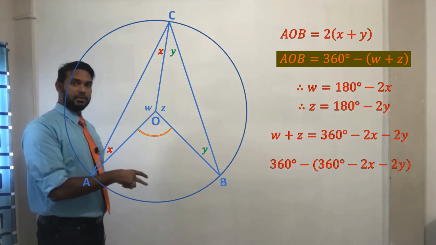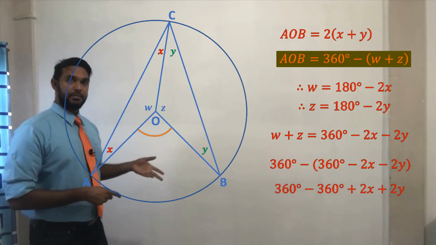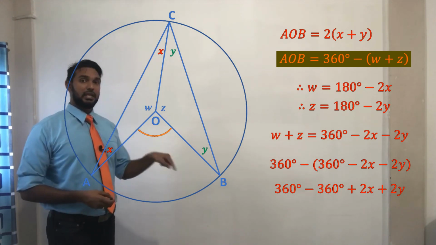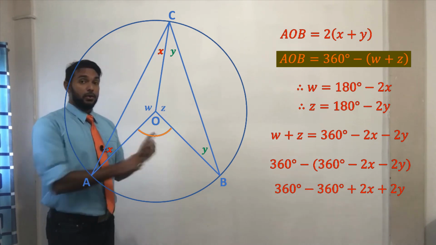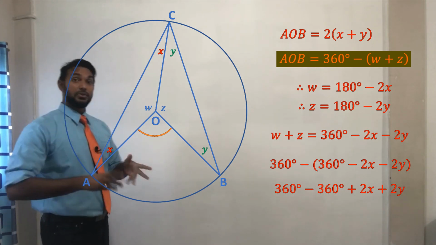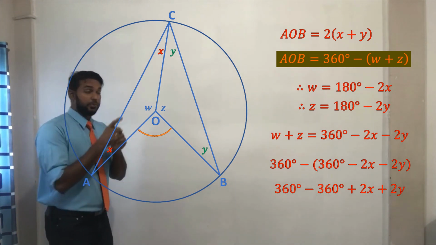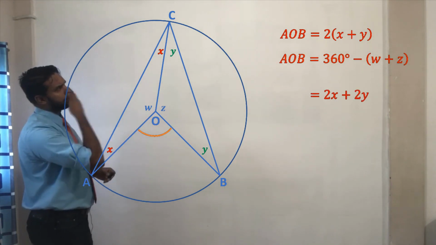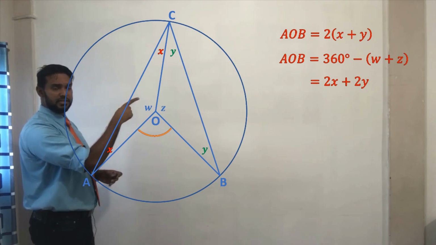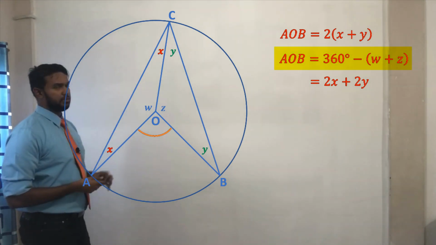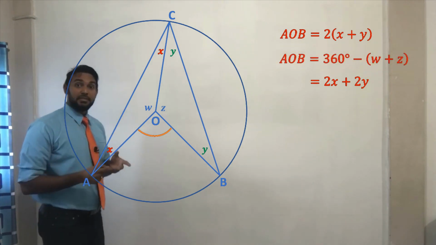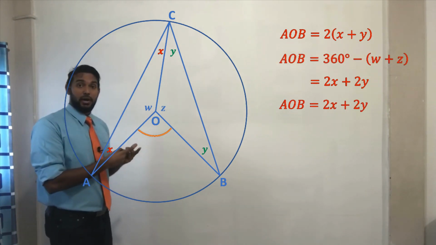Now, when you drop the brackets, what's going to happen? The 360 inside will become negative, but the two negative terms become positive. So we have 360 minus 360 plus 2X plus 2Y. What's 360 minus 360? That's going to cancel to 0, leaving us with just 2X plus 2Y. Now let's bring that back up there. So AOB is equal to 360 minus (W plus Z), which we've just shown is equal to 2X plus 2Y, which means AOB is equal to 2X plus 2Y.